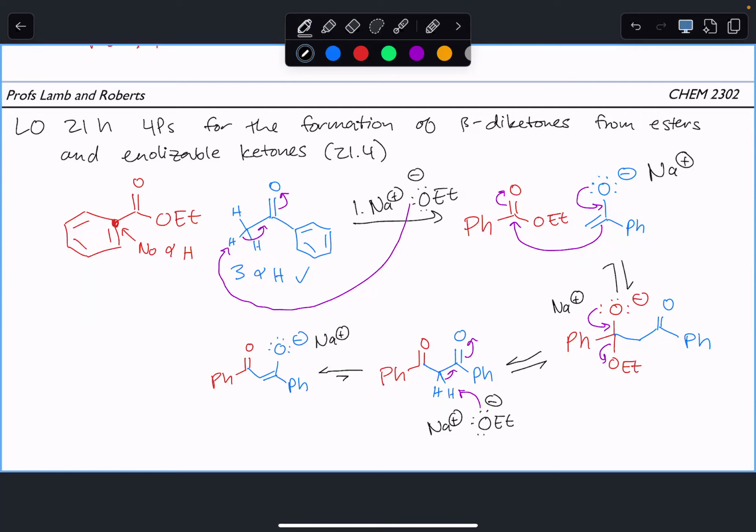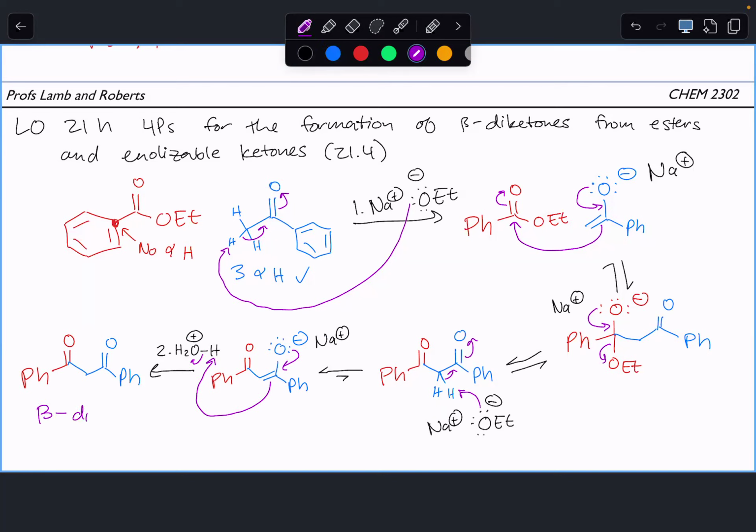And then once again, we need a second workup step where we add in acid so that we can reprotonate at the end. So the enolate pushes down, grabs a proton to get back to our product, which we had already made, but it wasn't going to stick around under those strongly basic conditions. And so this is our beta-diketone.